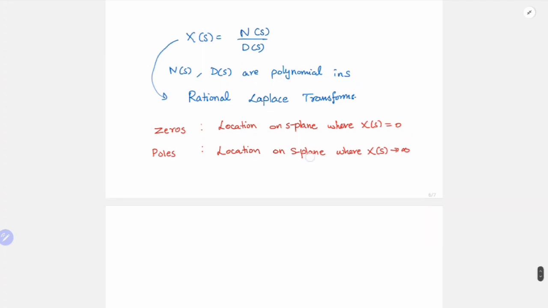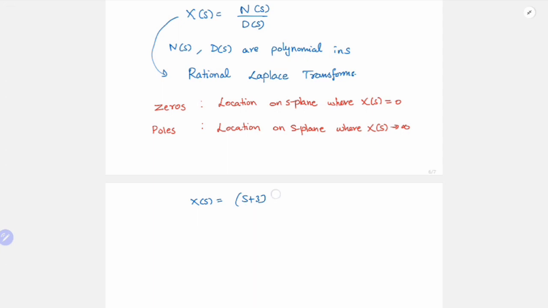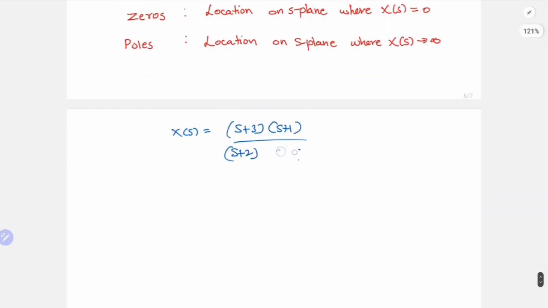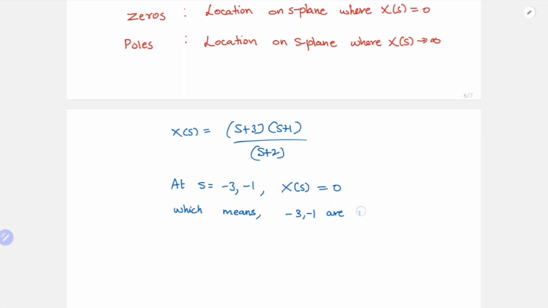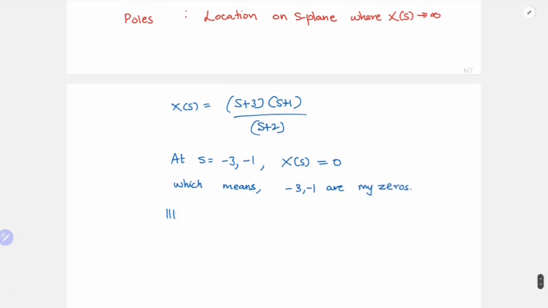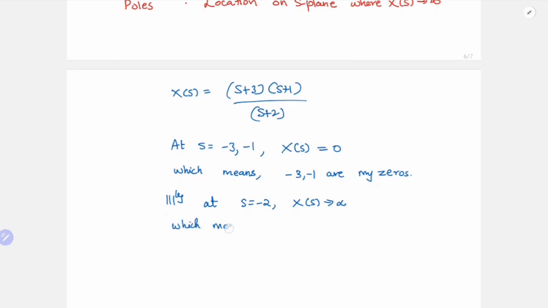For example, if I have X of s equal to (s plus 3) into (s plus 1) divided by (s plus 2). So then at s equal to minus 3, minus 1, my X of s goes to 0, which means minus 3, minus 1 are my zeros. Similarly, at s equal to minus 2, X of s tends to infinity, correct? Because the denominator is going to 0, which means the entire expression will become infinity. So s equal to minus 2 is a pole.